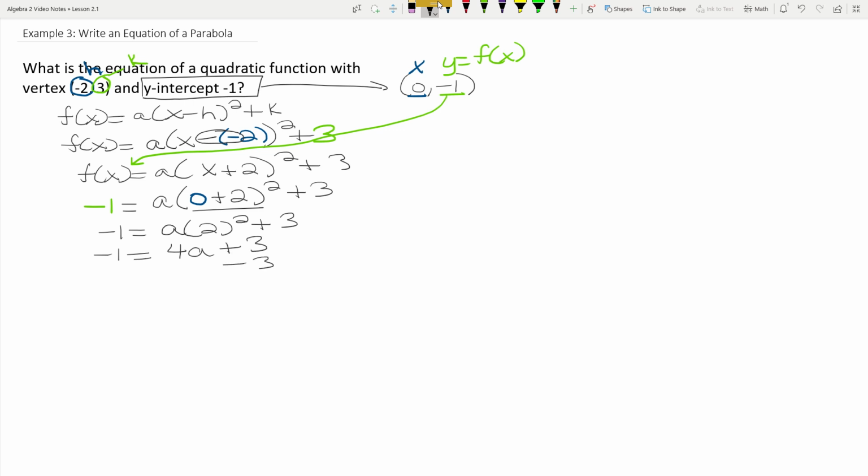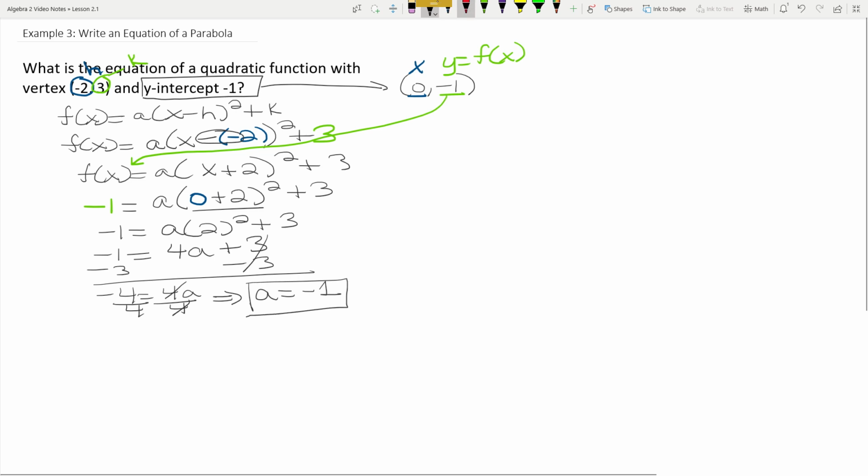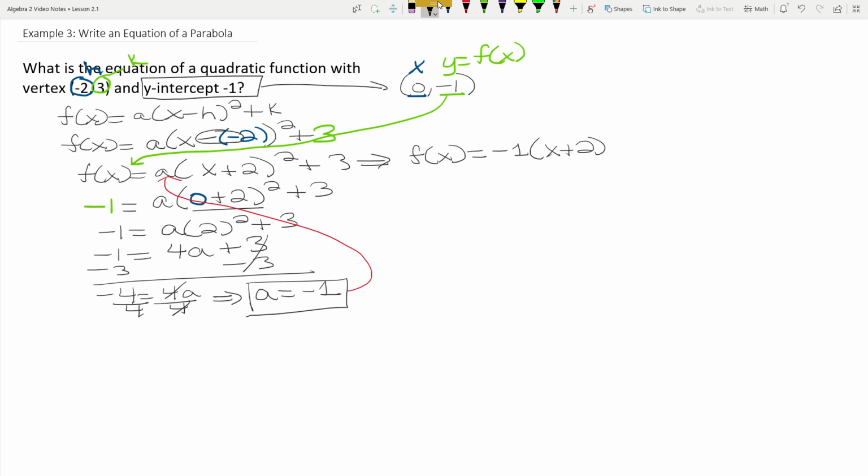Now we got to subtract 3 on both sides. Solve this equation for a. We got negative 4 equals 4a. Divide both sides by 4. We got a equals negative 1. All right, so now that we know a is negative 1, we're going to plug it into a here. So if we do that, we get f of x equals negative 1 times x plus 2 squared plus 3. And that's my vertex form.